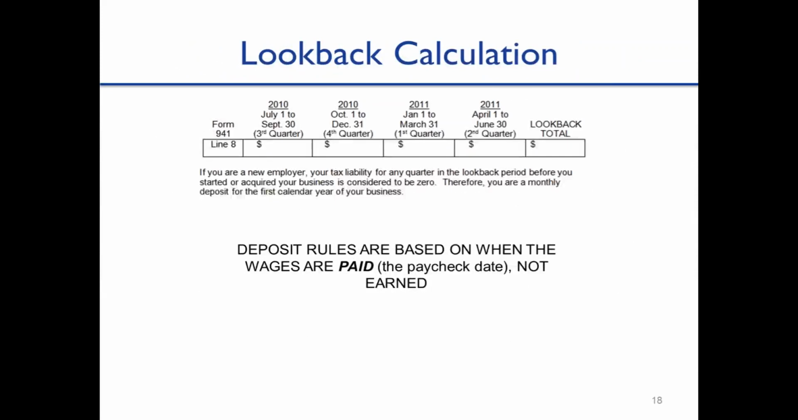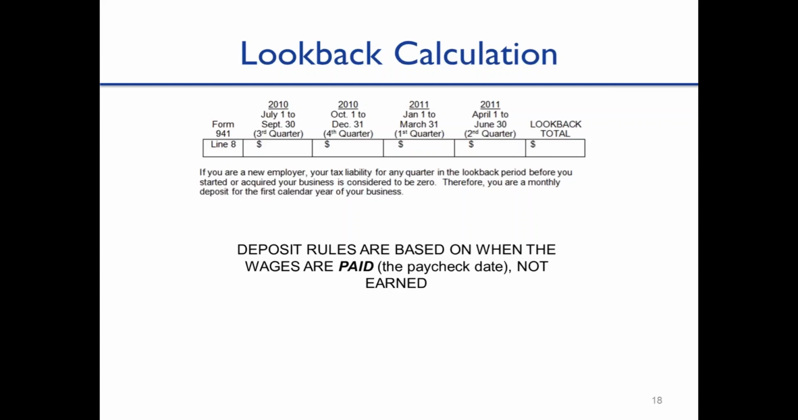And here's how the IRS figures your look-back calculation. So this is kind of an old slide, but if I'm looking at the look-back period for my 2018, I'm going to look at my 941 form for the third quarter of 2016, fourth quarter of 2016, and first and second quarters of 2017. I'm going to look at Form 941, line 8, and if the total of those four amounts are over $50,000, I'm going to be a semi-weekly depositor. If they're under $50,000, I am going to be a monthly depositor.